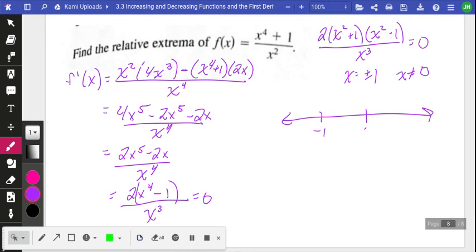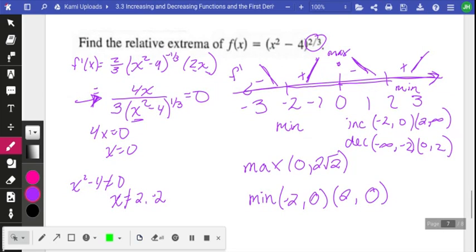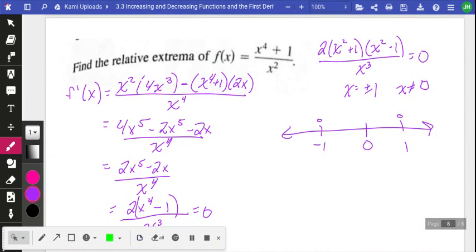So I have negative 1, 0, and 1, and these are where it actually was equal to 0. All right, you can't have maximums or minimums where functions are undefined in the original. If it's undefined in the derivative, that's one thing, but it can't be undefined in the original. So in the original function, x still can't be 0.